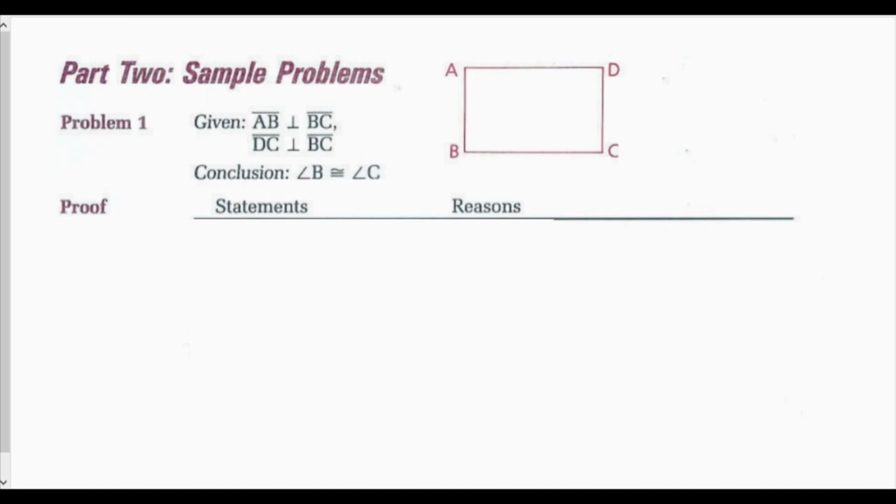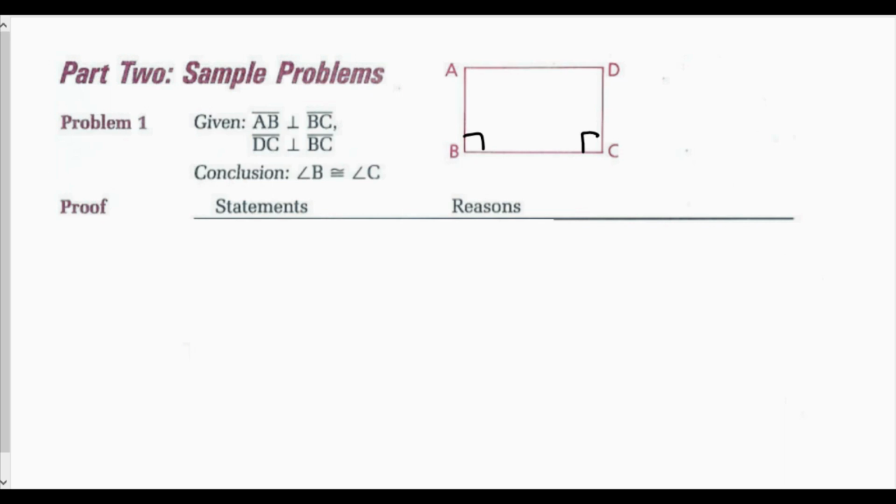So I know that line segment AB is perpendicular to line segment BC, so that would tell me that angle B is a right angle. And I also know that angle C is a right angle because line segment DC is perpendicular to line segment BC. Now I know that both B and C are right angles, therefore they are congruent.